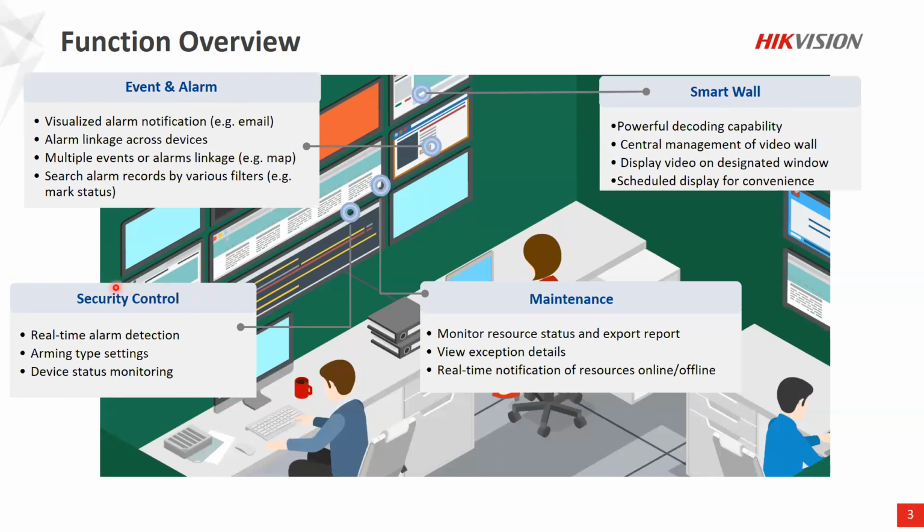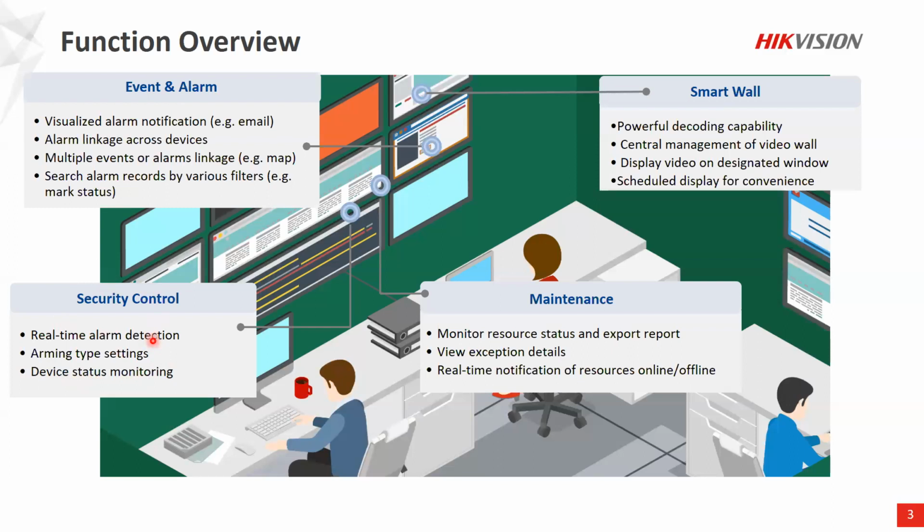All right, the next step is the security control itself. We need to be able to see real-time alarm detection, so we're going to have an alarm stack over there, and arming type settings for the alarms and so forth. And then also device status monitoring, which to me personally falls more under the maintenance section, where we can see the device statuses: online, offline, recording yes or no, that type of thing. But this device status monitoring here also includes, under the security control, things like the access control.